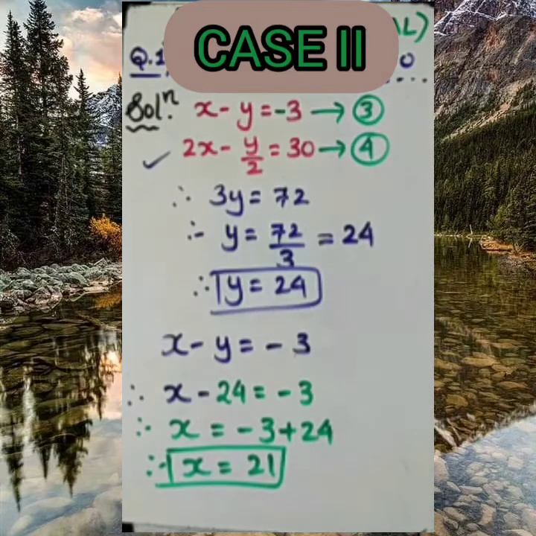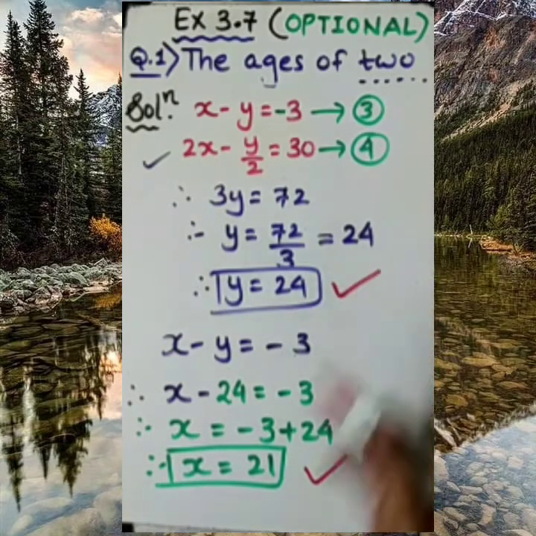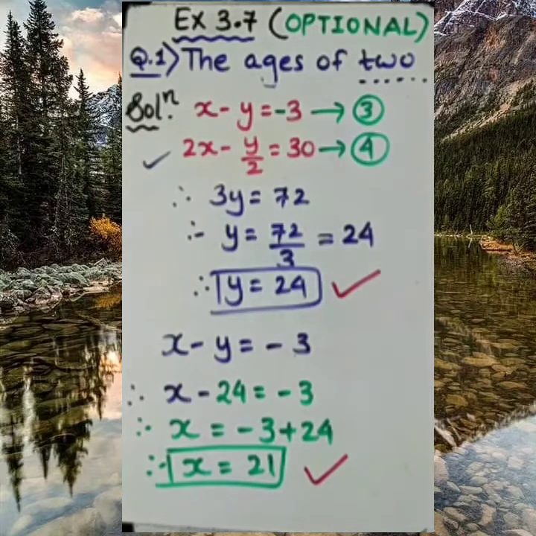So my dear student, here again we are getting two values in the second case. If x equal to 21, at that time y will be 24. Okay, so we have seen two different cases. In the two different cases we got two different values of x and two different values of y. But how to write the final answer in statement form, for that let's see.